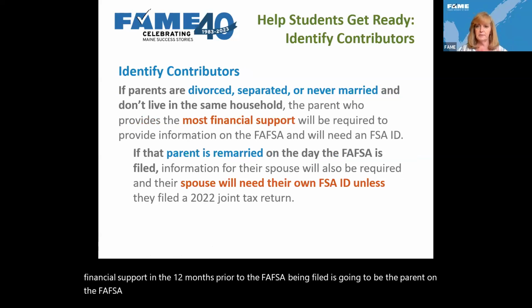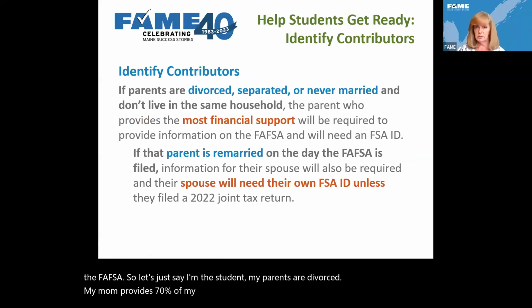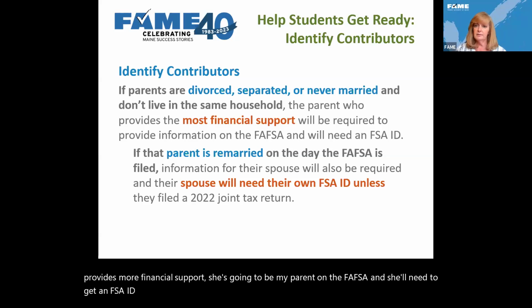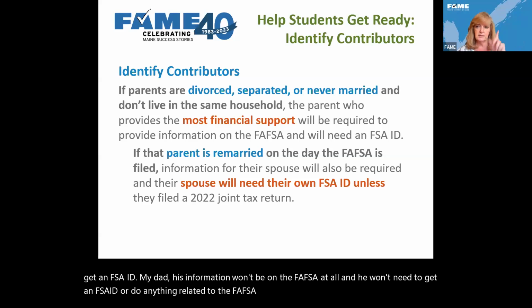So let's just say I'm the student, my parents are divorced, my mom provides 70% of my support, my dad provides 30% of my support. Because mom provides more financial support, she's going to be my parent on the FAFSA, and she'll need to get an FSA ID. My dad, his information won't be on the FAFSA at all, and he won't need to get an FSA ID or do anything related to the FAFSA. Okay, so that's part one.